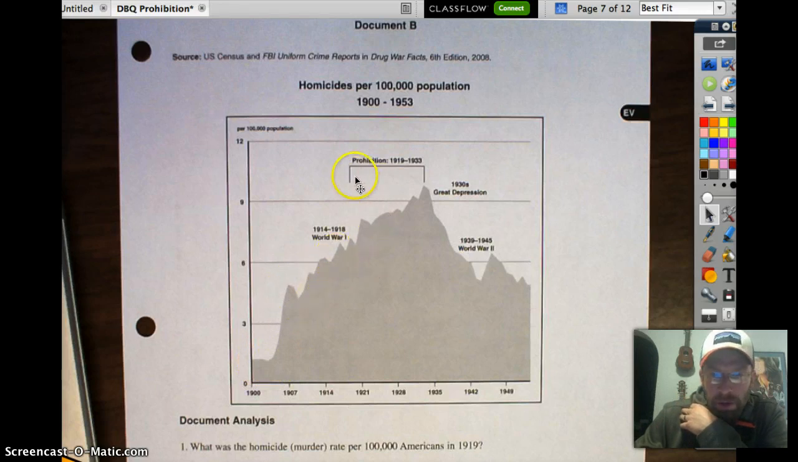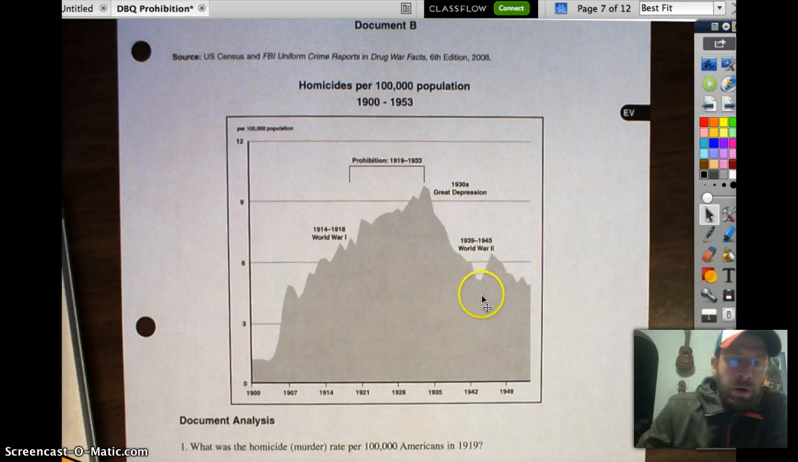But check out here, Prohibition went from 1919 to 1933. What would you say about the murder rate there? Especially towards the end of Prohibition, okay? And then notice after Prohibition ends, what happens to the murder rate? So let's think about that, and we're going to answer these questions here.